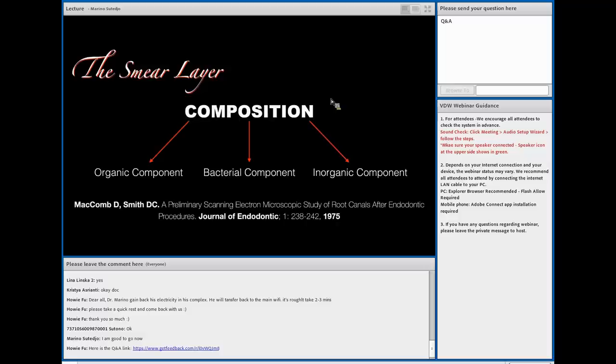And we are also talking about the smear layer, because it's not just the bacteria that we need to remove from our root canal spaces. As we know, if we use instrumentation, we will definitely create a smear layer. According to the Journal of Endodontics in 1975, the smear layer consists of not just organic and inorganic components, but also bacterial components. So no matter what, we also need to remove the smear layer.